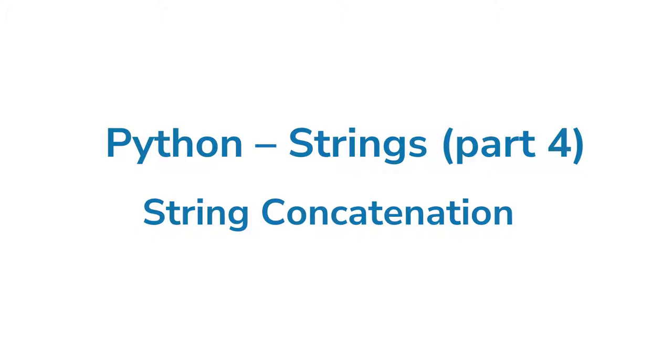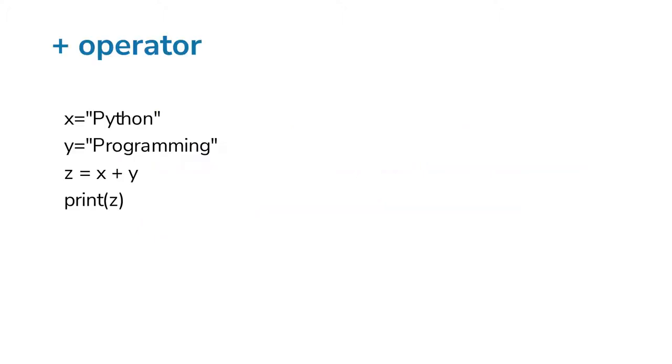Okay, so there are many ways in which you can perform string concatenation. Let's see the most commonly used ways in which you can concatenate strings in Python. Okay, the first, very simplest method is using the plus operator. Using the plus operator, you can easily concatenate two strings.